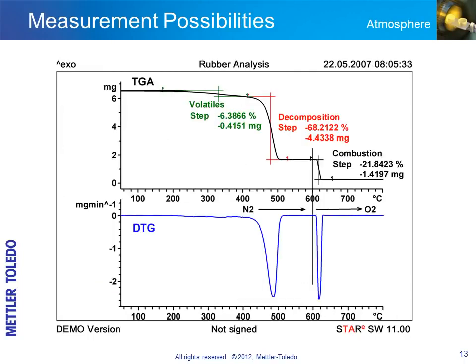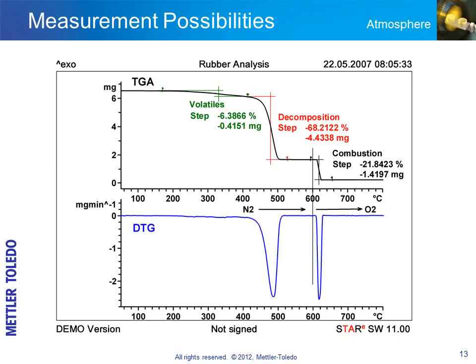The next example illustrates the use of gas switching at 600 degrees Celsius. The upper diagram shows a sample of rubber that was first heated to 600 degrees under inert conditions. In this temperature range, volatile liquid components such as plasticizers vaporize. This is followed by pyrolysis of the polymer shortly afterward at about 400 degrees. At 600 degrees, the atmosphere was switched from nitrogen to oxygen, which results in combustion of the carbon black additive.